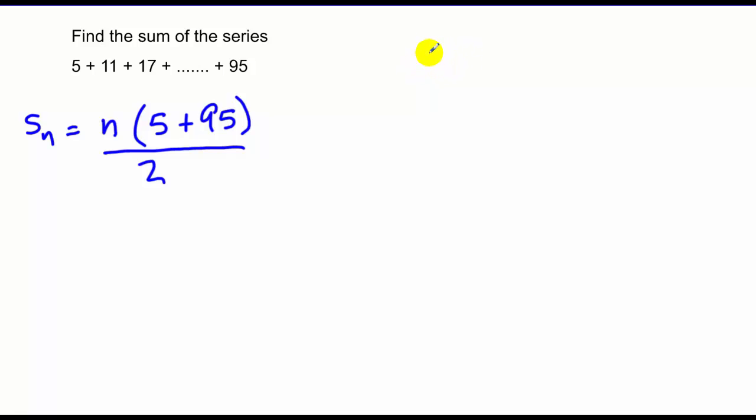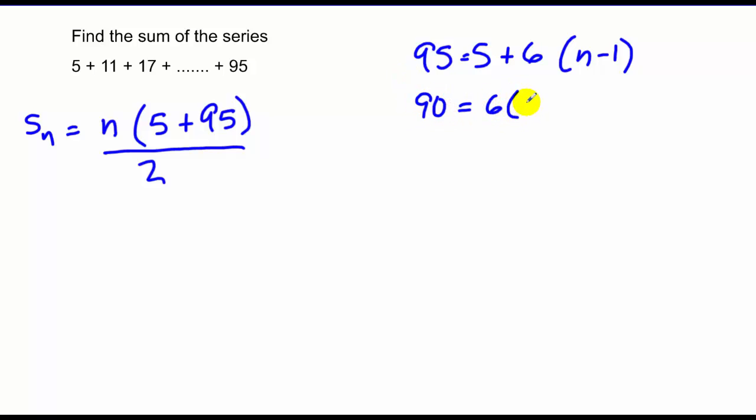We have 95, which is the nth term, is equal to the first term plus the common difference, which in this case is 6, times n minus 1. I can solve for n. I have 90 is equal to 6 times n minus 1. I know 90 divided by 6 is just going to be 15. And that gives me n minus 1. So 16 equals n. And now that I have n, I can find my sum.